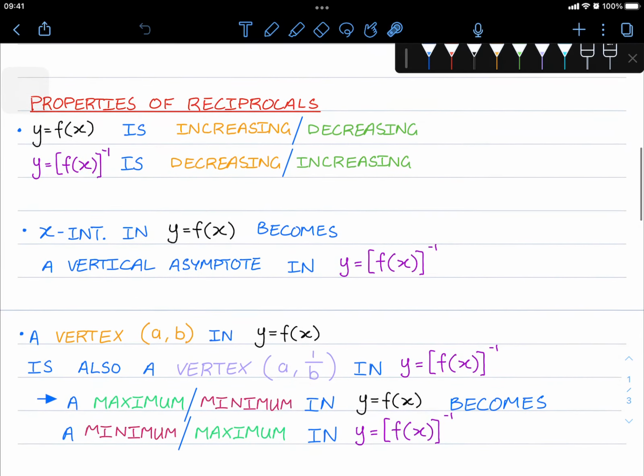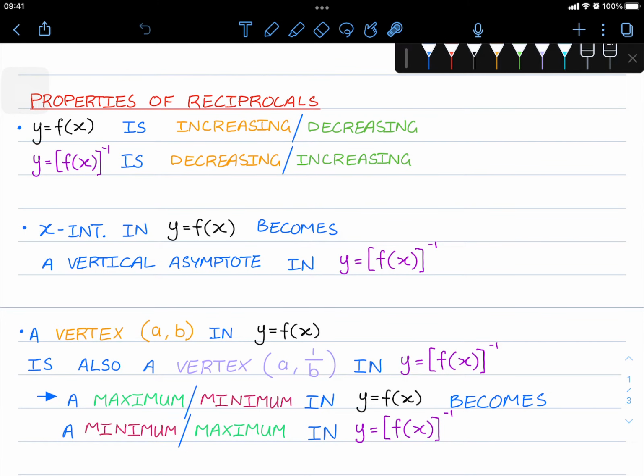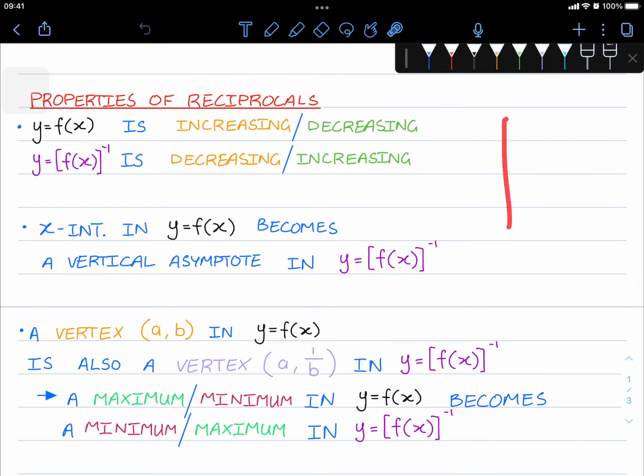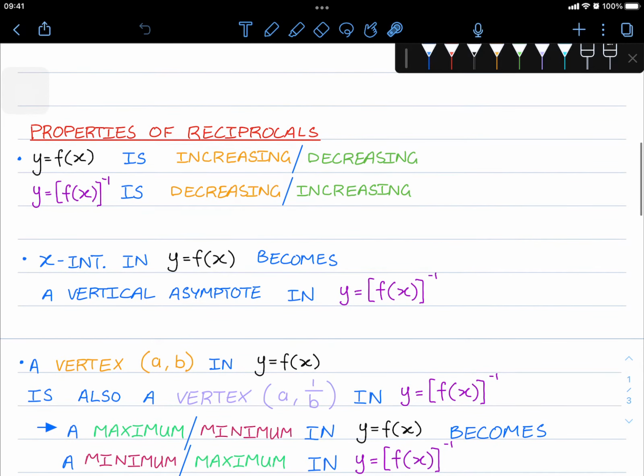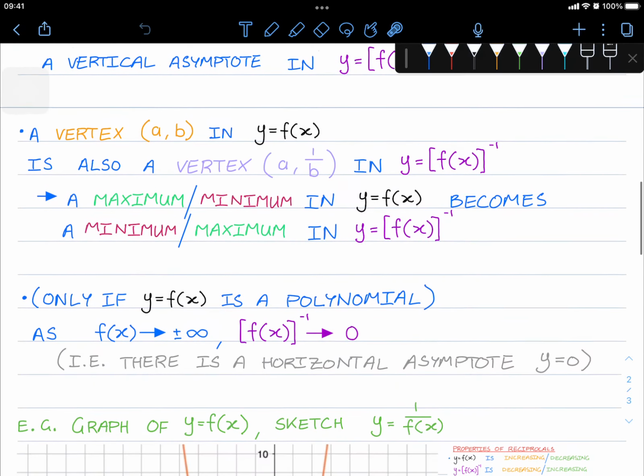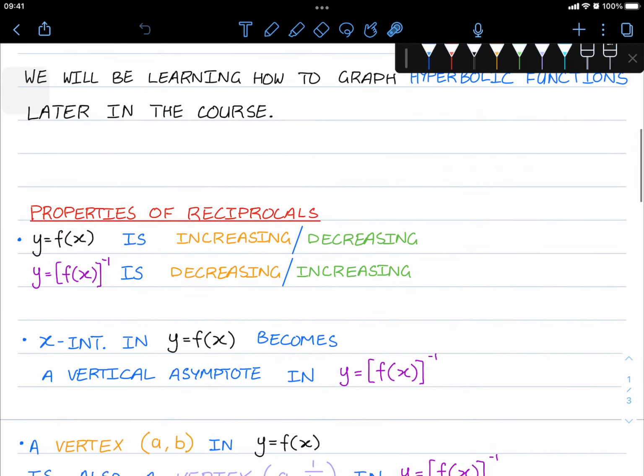So let's take a look at the features, or the properties, of reciprocals in order of difficulty to understand. The easiest thing to understand comes first, and the most difficult ones are later on. So let's take a look.